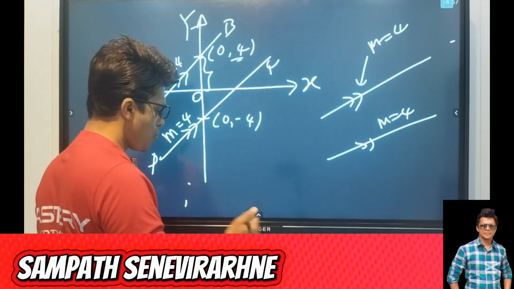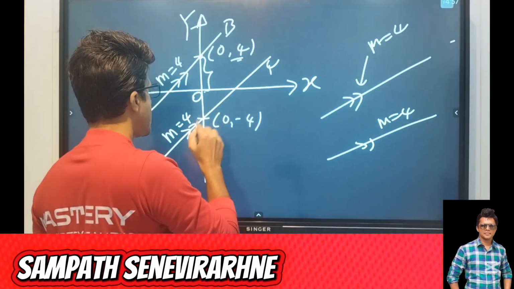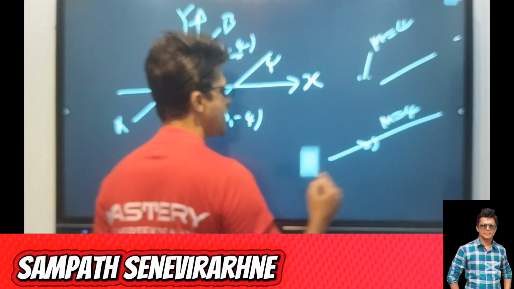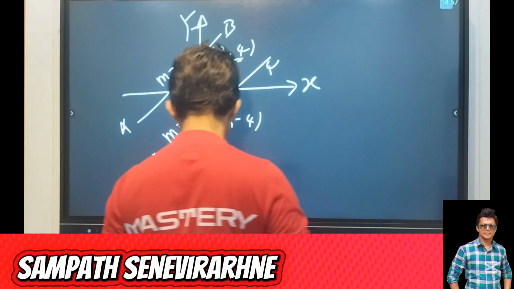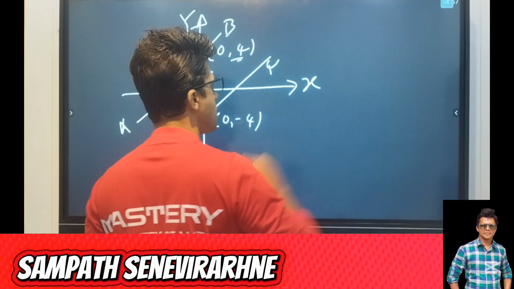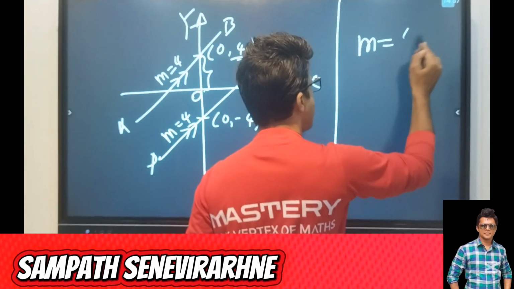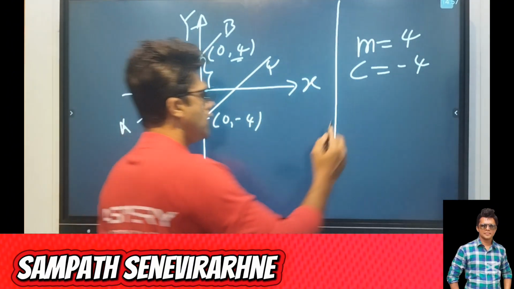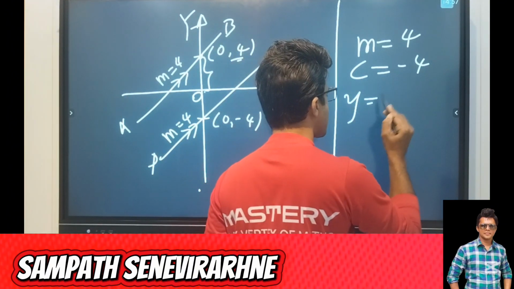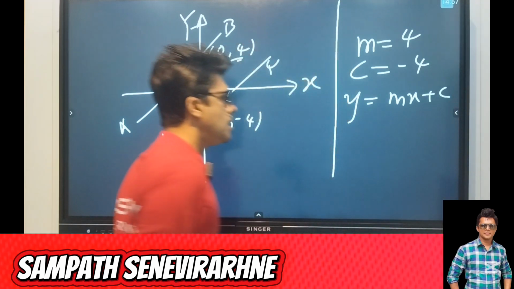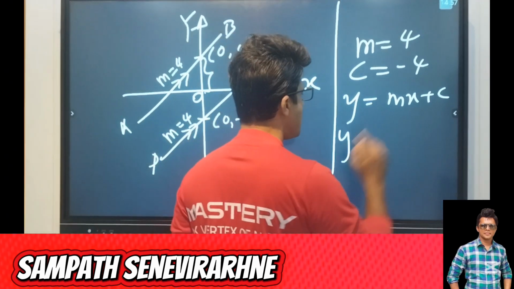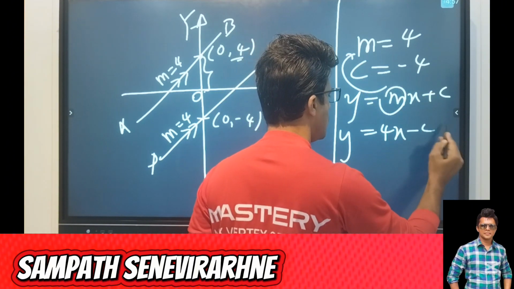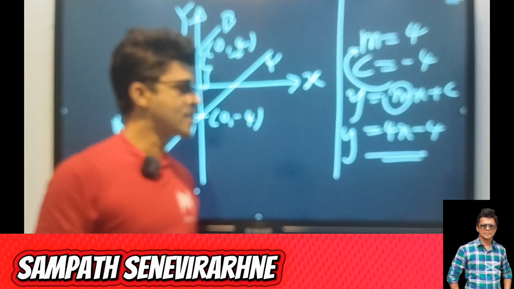Previously I taught you that c equals to minus 4 here. Distance from here to here, which is minus 4. Right now we could write the equation of the linear graph of PQ. We know m equals 4, c equals minus 4. Y equals mx plus c. This is the common form of linear graphs. So the value of m here is 4, c is minus 4. So the answer is y equals 4x minus 4.